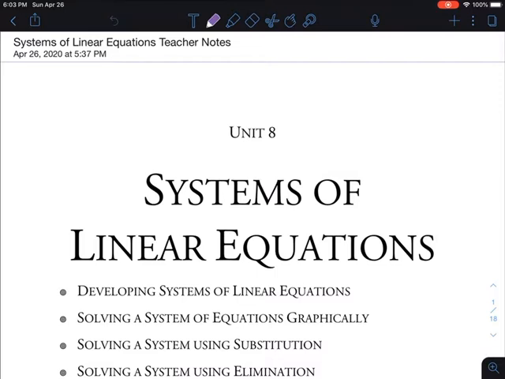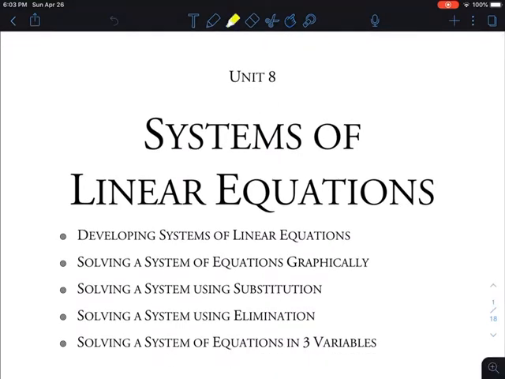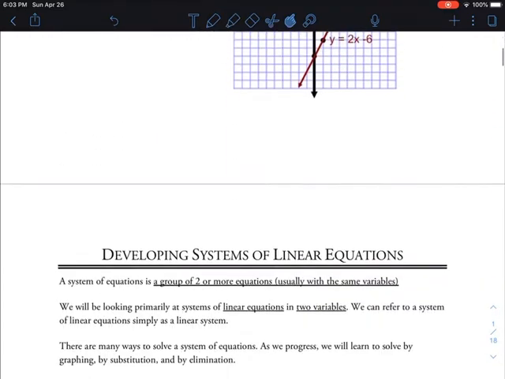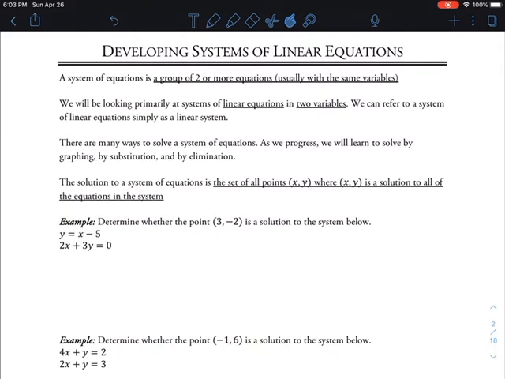So awesome. In this unit we're going to be looking at when we have more than one equation. And of course it's going to be a linear equation, as I've noted here, because that's what we've been studying this year. We're going to look at when we have more than one of them and how we can use all of those equations to solve for the variables. So, let's just start right off here with the first lesson. Okay, and we're going to talk about systems of linear equations and how to develop them.